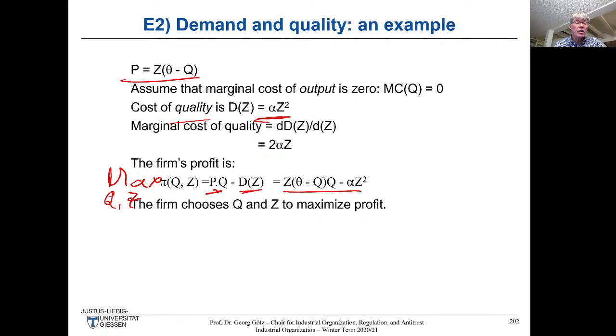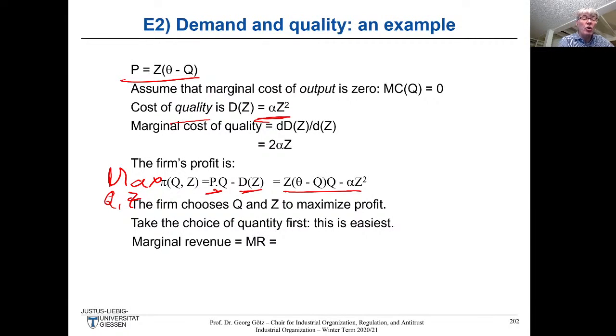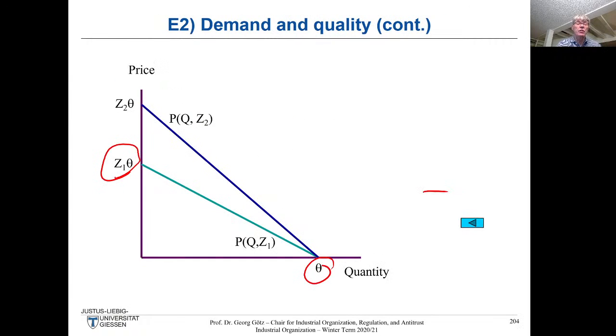In the slides, we do it like it was suggested in the chat. If you maximize profit and look into the quantity choice, we just set marginal revenue equal to marginal cost. Marginal revenue is just the derivative of this expression here with respect to Q, which is simply Z times theta minus 2 Z or C Q. And again, if we have this here, our diagram, you'll see simply marginal revenue, given that we assume marginal cost of 0.